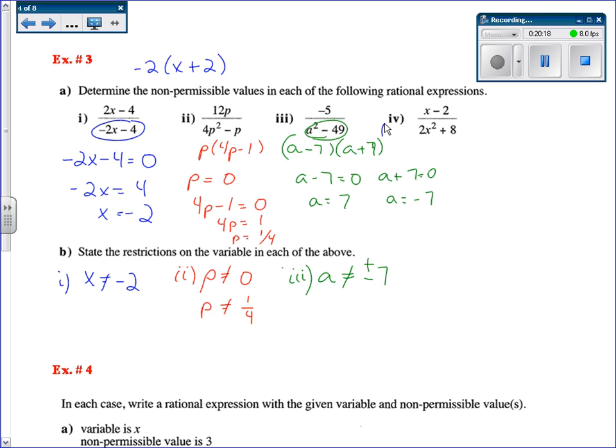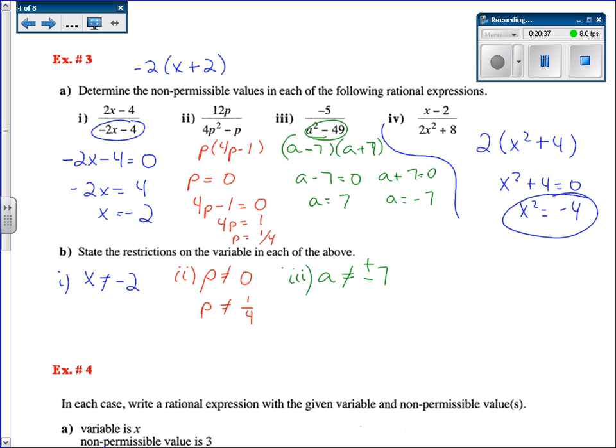And for this last one over here, 2 times x squared plus 4. Okay, so the 2 is okay, and then we have x squared plus 4 equals 0, so x squared equals negative 4, and you can't actually solve that. That's not solvable, because you can't square a number and get a negative number, so this means there are no restrictions.